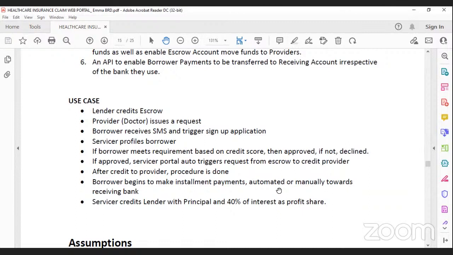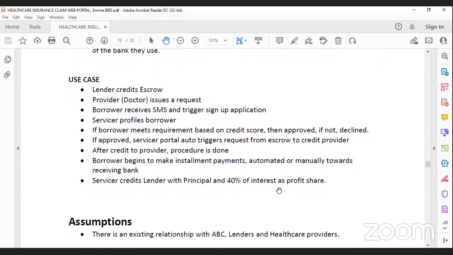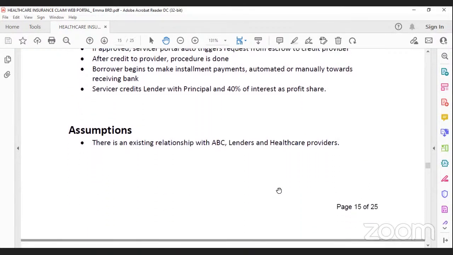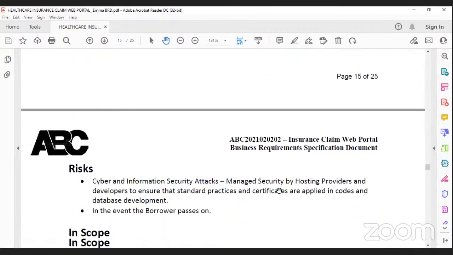Borrower begins to make installment payments, whether automated or manual, towards the receiving bank. And then the servicer will credit the lender with the principal that they gave and then 40% of interest as their profits. Now, I could only come up with an assumption, and the assumption was that there is an existing relationship between ABC, lenders, and healthcare providers.